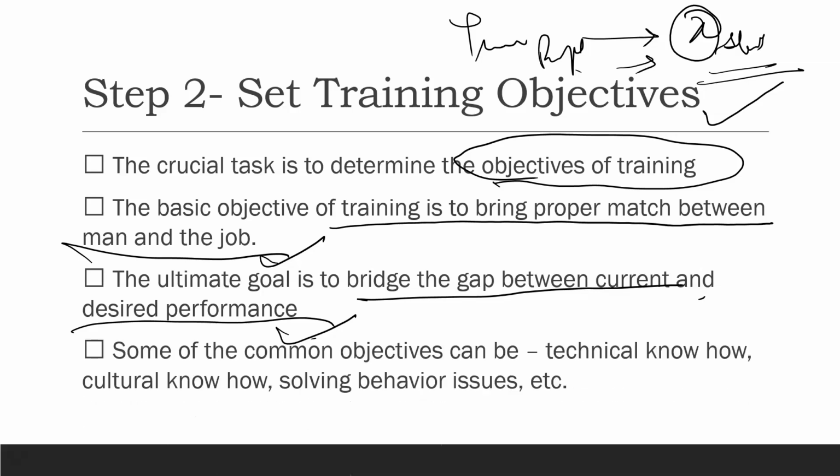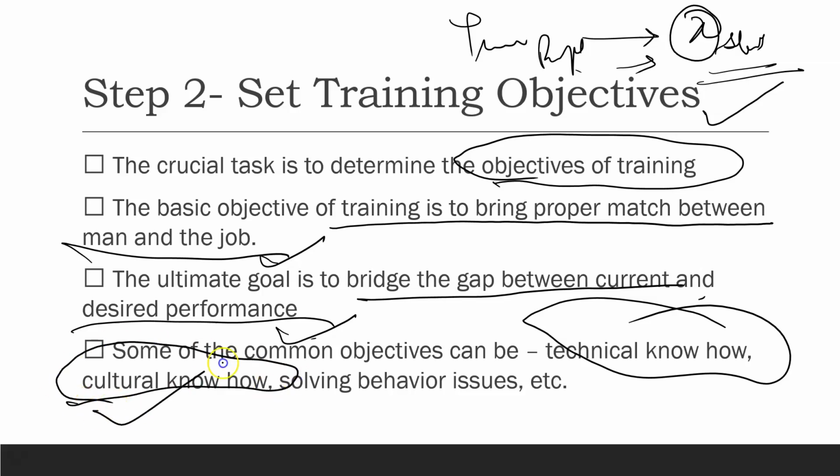What kind of common objectives can we have? A common objective could be that they are lacking in technology and you're providing them technological training. They're lacking in the understanding of the organization culture, so you're providing them training on the culture. Or there are issues related to behavior and you're providing them training for behavior. And there could be n number of objectives which you can set for any particular training program.